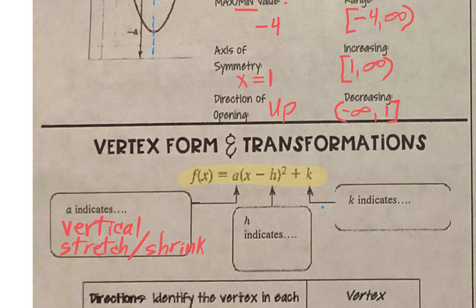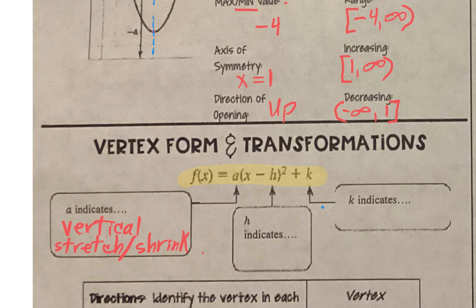I wrote too large. Okay, see if we can fix that. We don't want to write too big. Vertical stretch or shrink. It also tells me if I reflect across the x-axis.